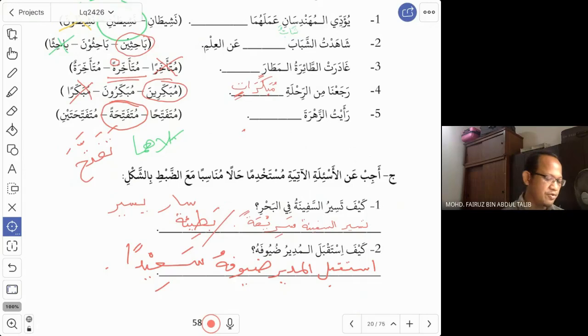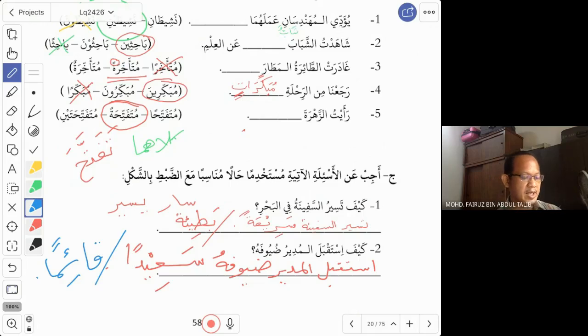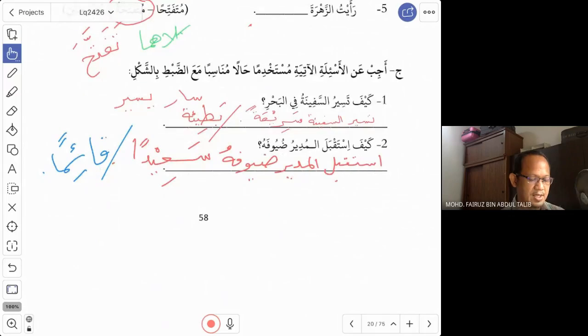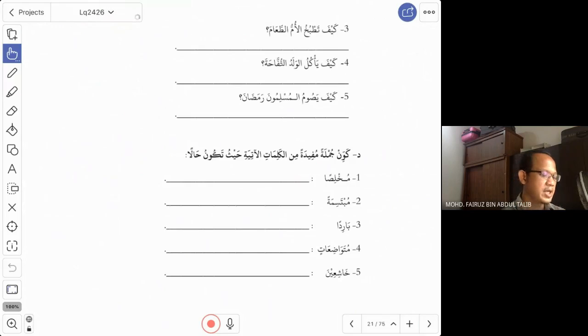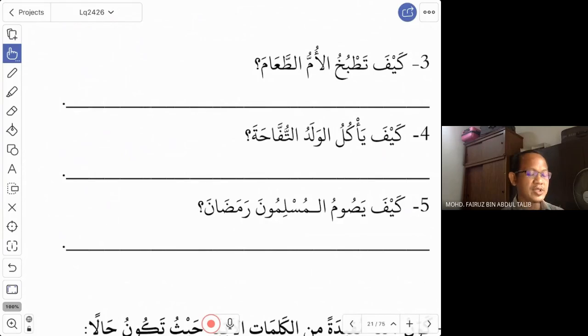Istaqbal al-mudiru duyufahu Sa'idan. You can also say, for example, Istaqbal al-mudiru duyufahu qa'iman. Standing. Okay. Istaqbala qa'iman and so on. So he stands when he received them. Okay. Baik. Hazihi hiya al-jumla al-thaniyah. We try al-jumlatu thalitha. Al-jumlatu thalitha, kaifa tatbukhul ummu ta'am. How was the mother when she cooked the food?